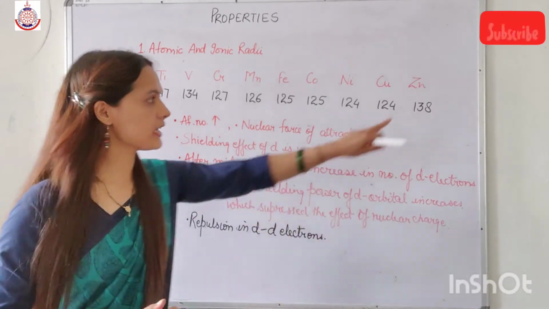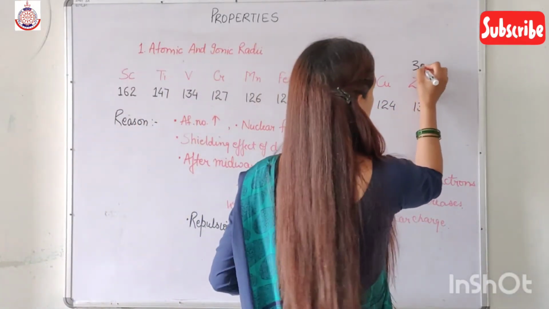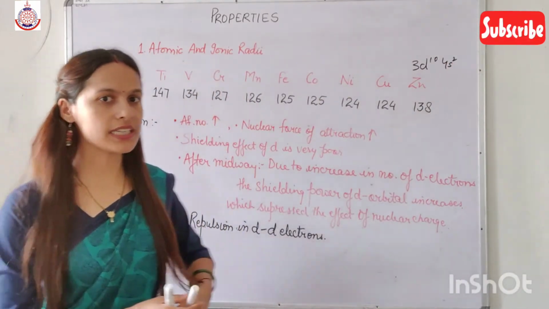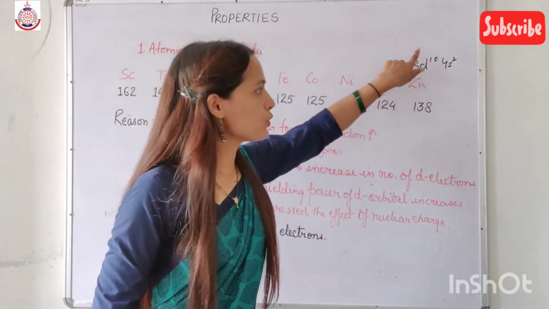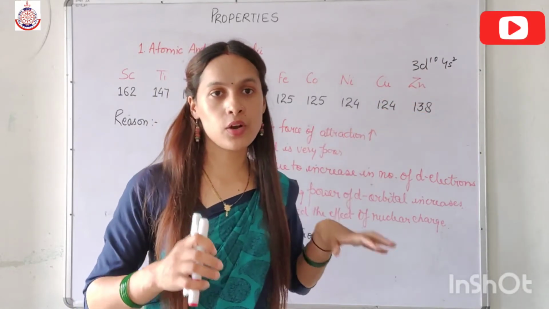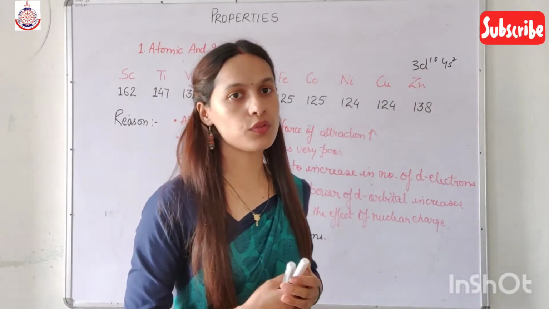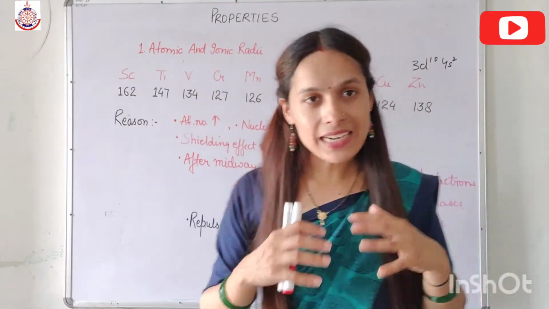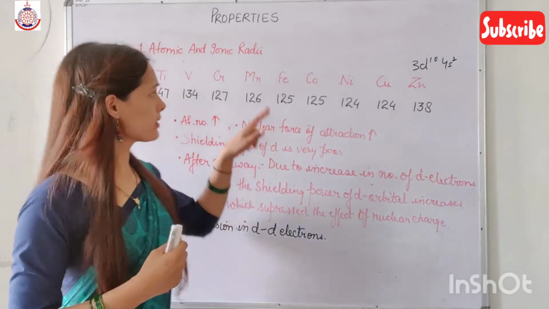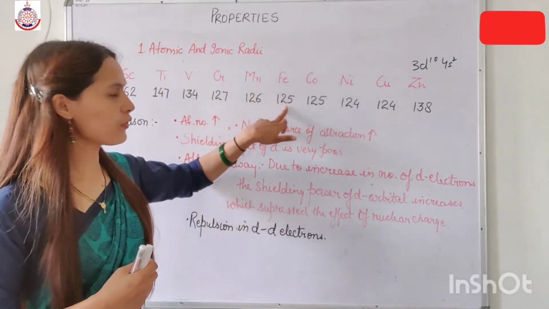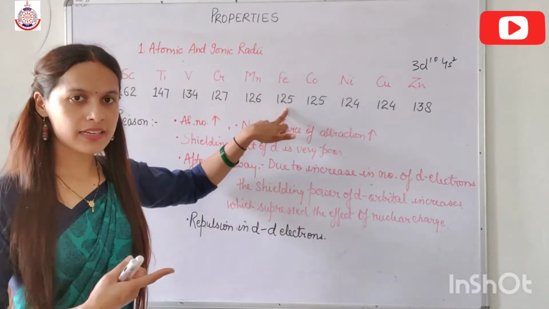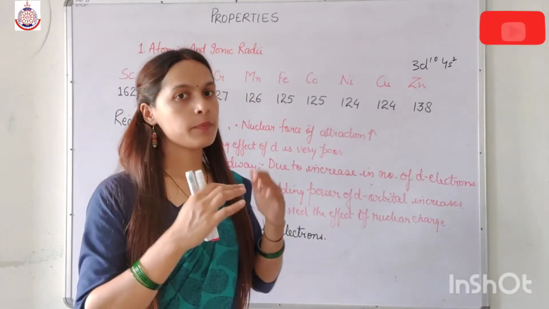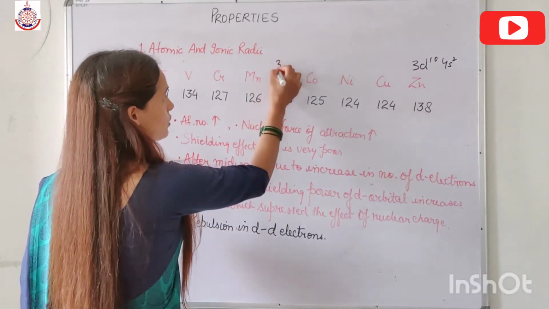Now, we know that in zinc we have what? 3d10 4s2. The electronic configuration of zinc is 3d10 4s2. Now, due to the maximum number of d electrons, there is a repulsion between the electrons, and that repulsion means from here, from iron. From iron we get pairing in d orbitals, because in iron we have configuration 3d6.